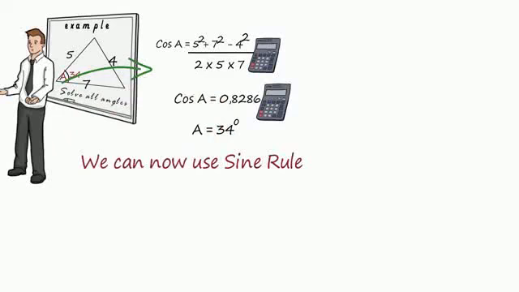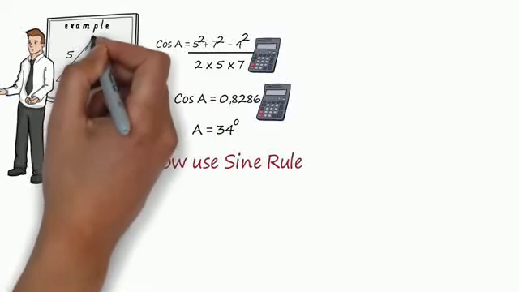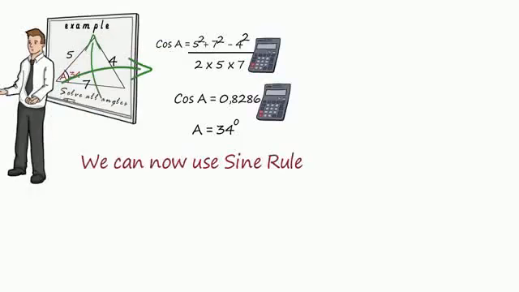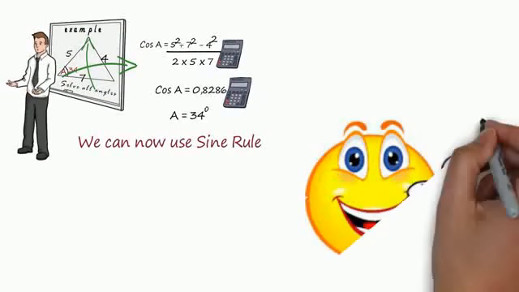So after we are done, we can now use the sine rule. That angle over that side, that angle over that side, because at least we now have an angle. Can you see how we can merge the two?